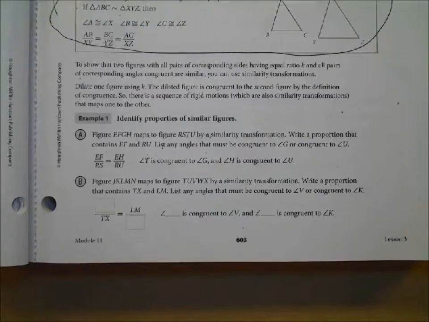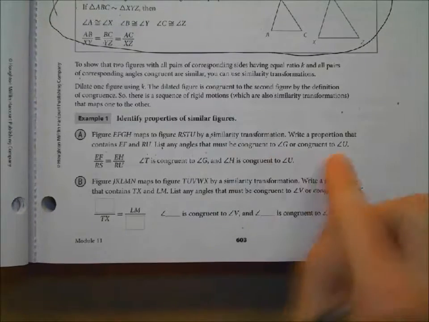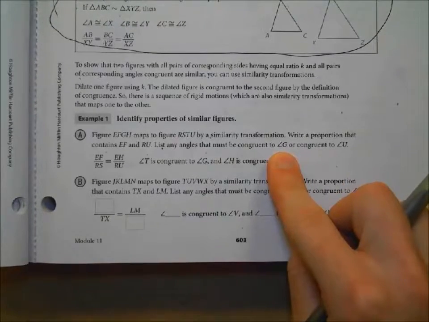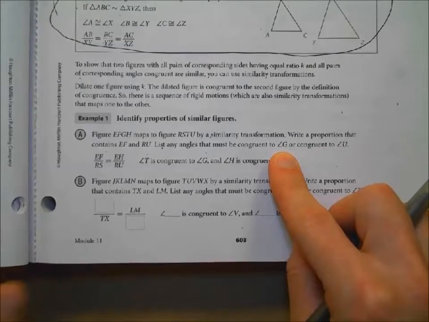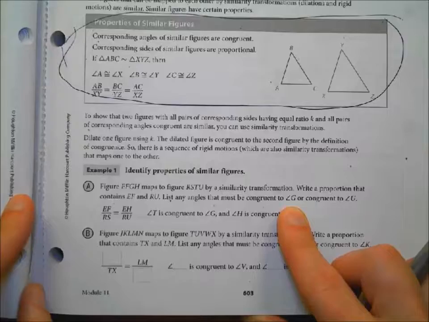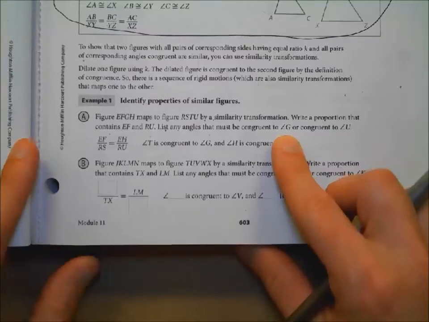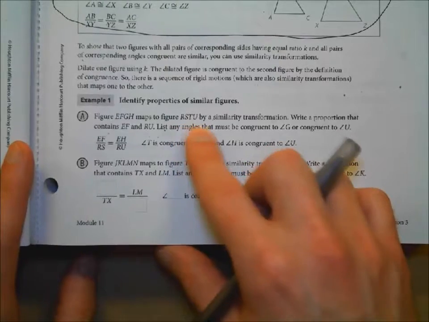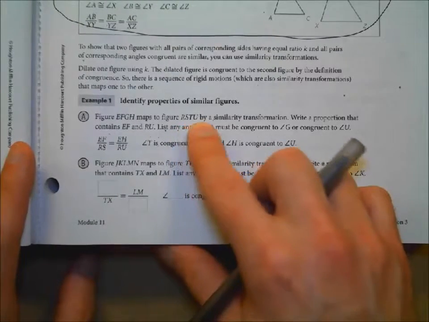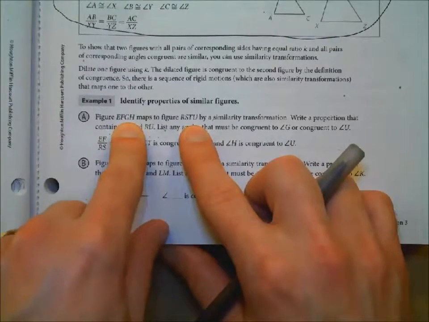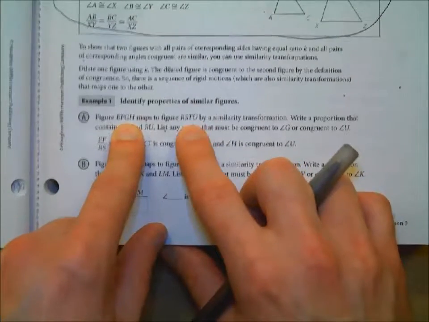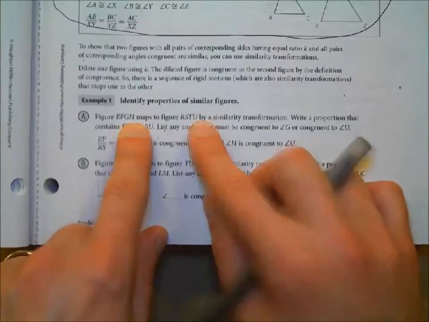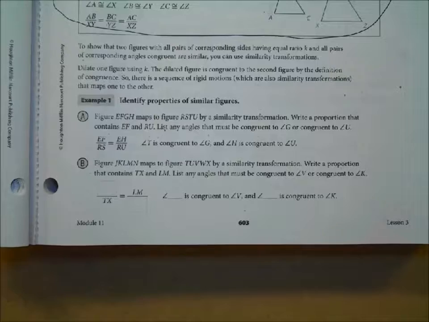All right? And then, of course, for the angles, angle G is congruent to what other angle? So G matches up to what in this quadrilateral here? Well, G's in the third position, so T, right? And likewise, U, fourth position, matches to H. Okay? So now let's look at letter B.